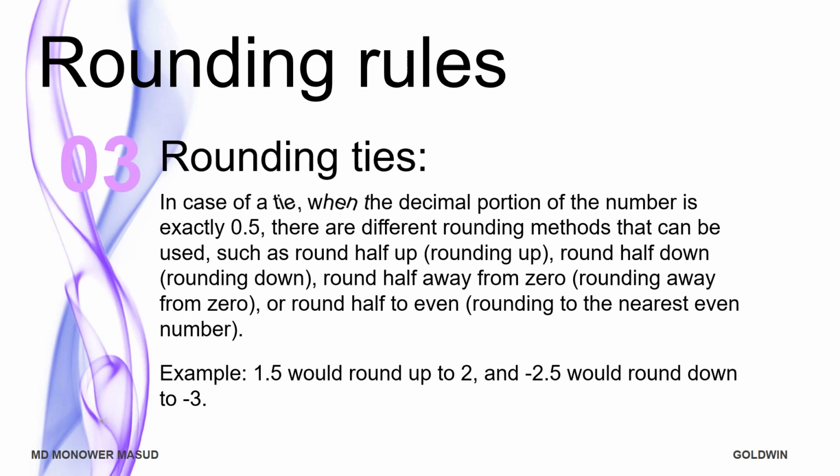3. Rounding ties. In case of a tie, when the decimal portion of the number is exactly 0.5, there are different rounding methods that can be used, such as round half up, round half down, rounding down, round half away from zero, rounding away from zero, or round half to even, rounding to the nearest even number. Example, 1.5 would round up to 2, and minus 2.5 would round down to minus 3.